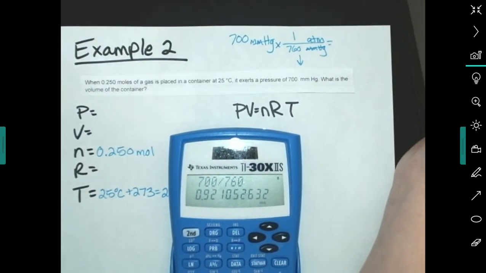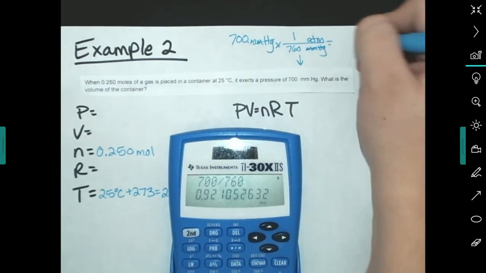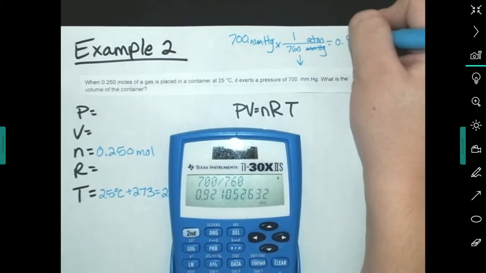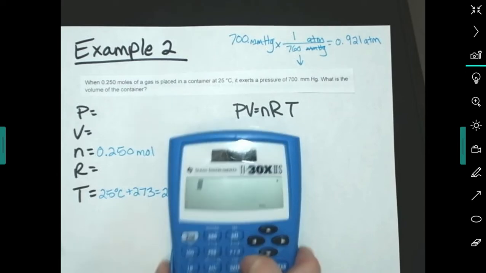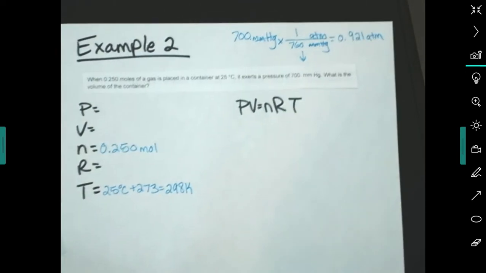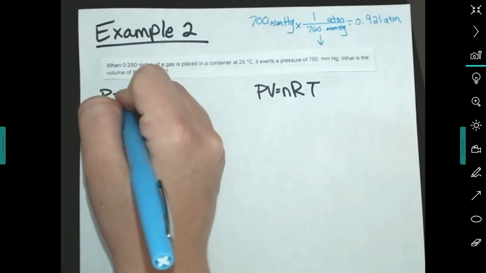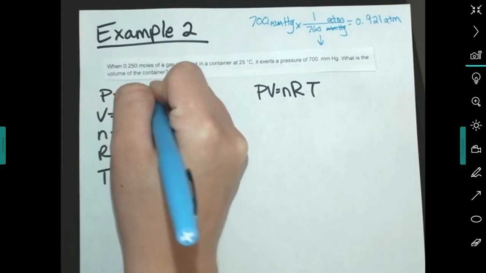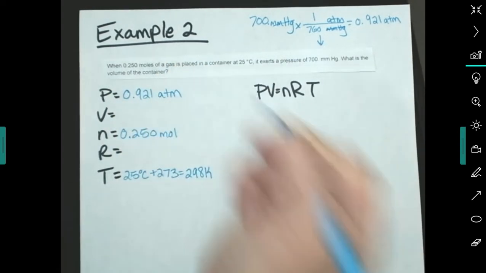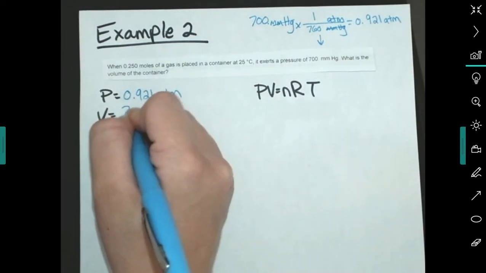Let's do 3 sig figs. 0.921 atmospheres. Okay, so that's what we'll plug in for our pressure, because remember, pressure needs to be in atmospheres when we're using the ideal gas law. So 0.921 atmospheres. Okay, it says what's the volume of the container. So the volume is what we're looking for.